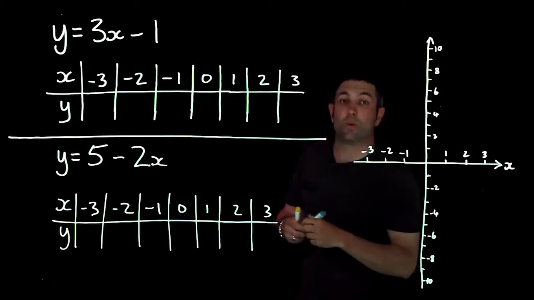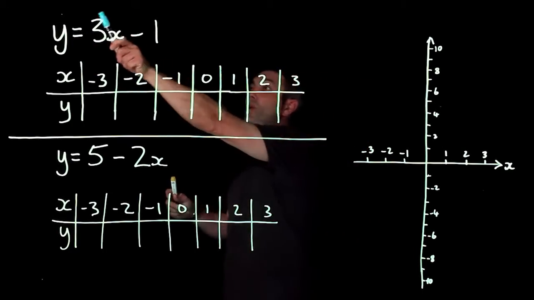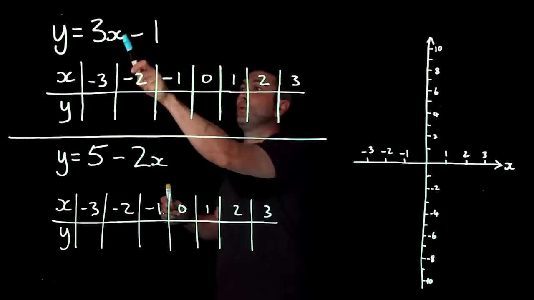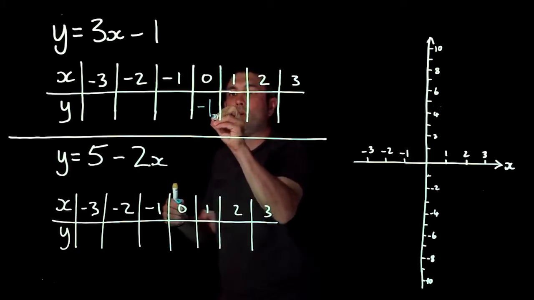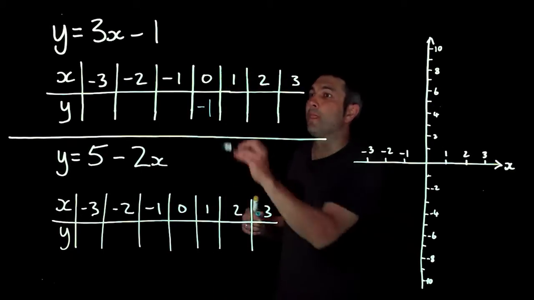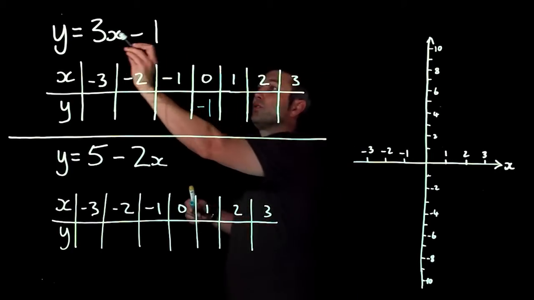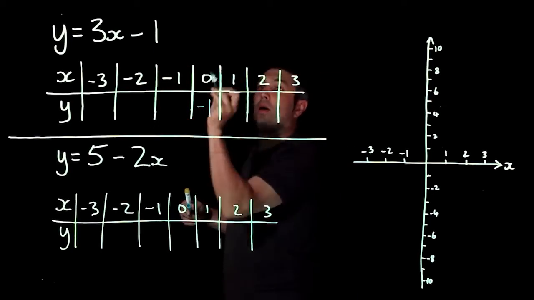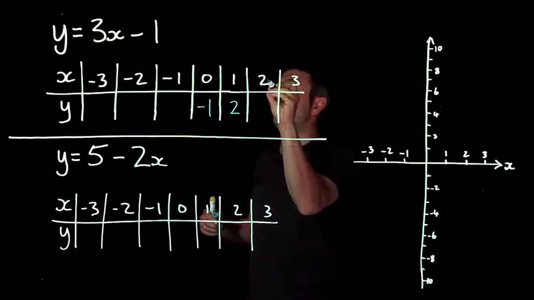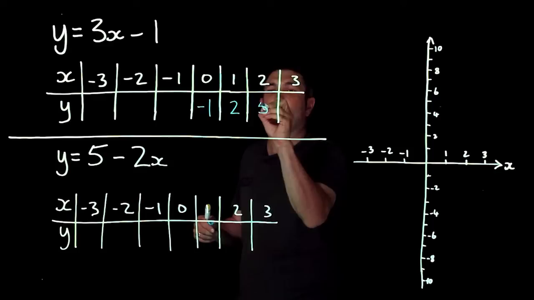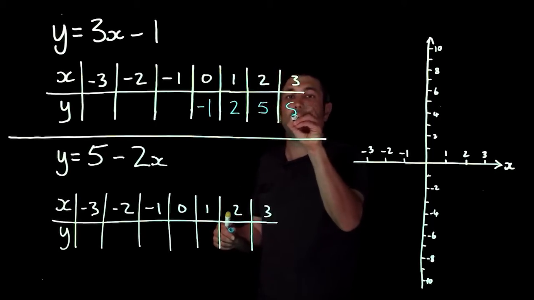So let's start with swapping 0 in. When x is 0, 3 lots of 0 is 0, take away 1. So under 0, I'm going to put negative 1. When x is 1, 3 lots of 1 is 3, take away 1 is 2. 3 lots of 2, take away 1 is 5. 3 lots of 3, take away 1 is 8.